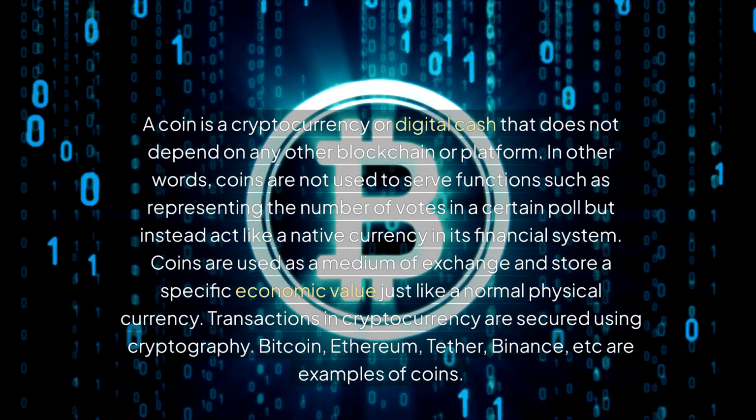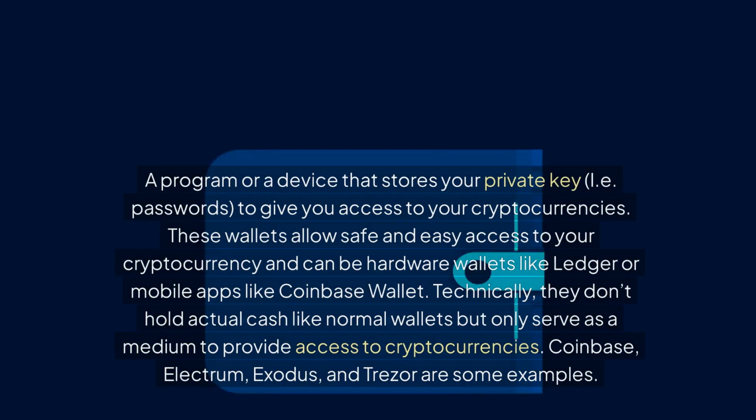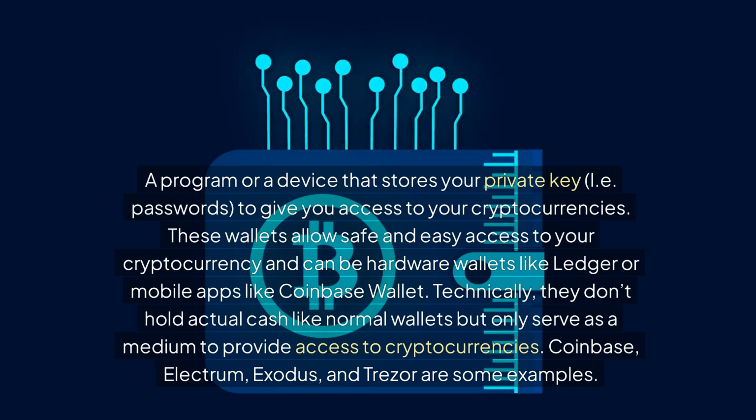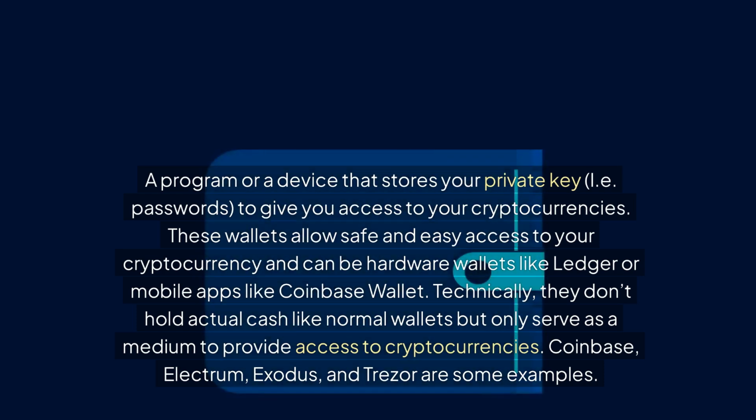are examples of coins. Cryptocurrency wallet. A program or a device that stores your private key, i.e. passwords, to give you access to your cryptocurrencies. These wallets allow safe and easy access to your cryptocurrency and can be hardware wallets like Ledger or mobile apps like Coinbase Wallet. Technically, they don't hold actual cash like normal wallets, but only serve as a medium to provide access to cryptocurrencies. Coinbase, Electrum, Exodus, and Trezor are some examples.